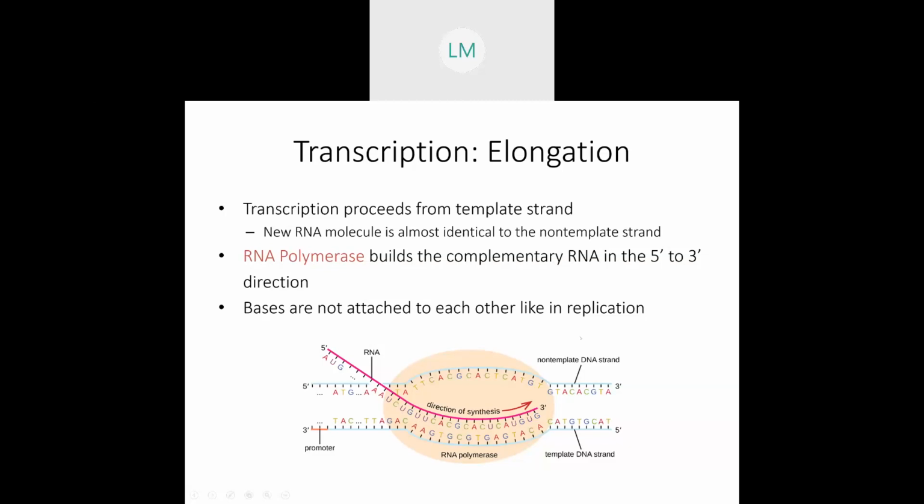So our RNA polymerase is building this complementary RNA in the 5' to 3' direction, so always adding onto the 3' end. We can't add bases onto the 5' end. We have to add them onto the 3' end.